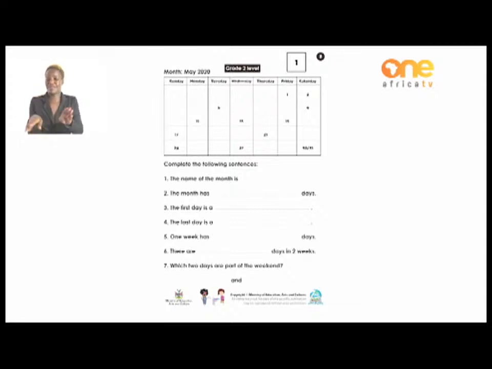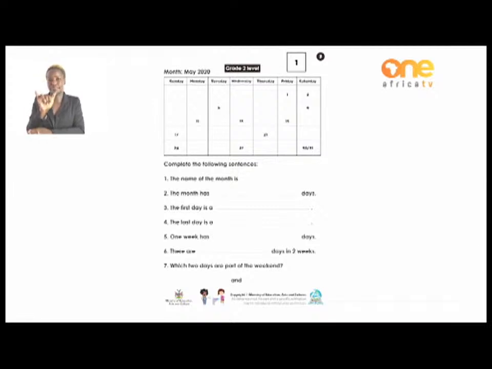For example, the name of the month. What do you think is the name of the month? So you need to look on the calendar because every month has a name which is written on top of the calendar, right? So look at the name of the month. The answer will be there on top. So you have to fill in May because we are busy with May month.